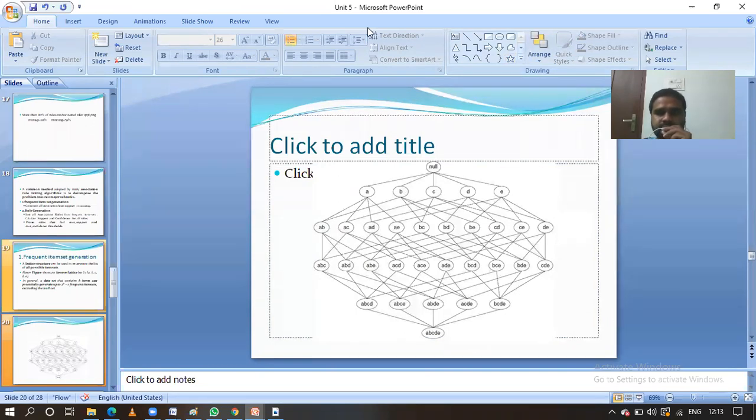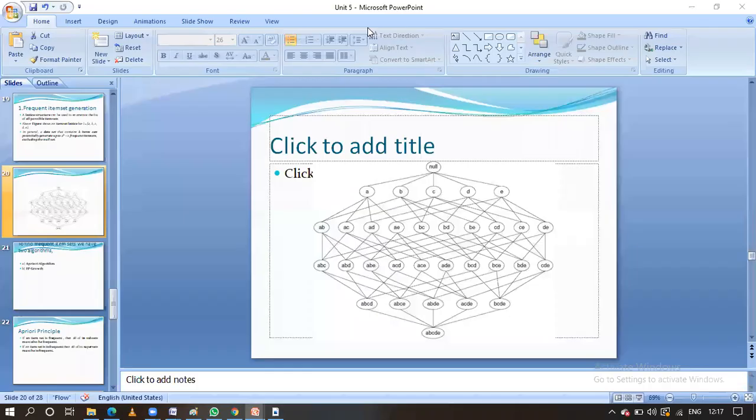Lattice structure for 5 items. Write down this diagram, guys. This is the lattice representation for 5 items, all the possibilities related to the 5 items. This is the 1 item set, this is 2 item set, 3 item set, 4 item set, and 5 item set. But suppose d items are there, how many possibilities? 2 power d minus 1. That is 2 power 5 minus 1, means 32 minus 1, 31 combinations.